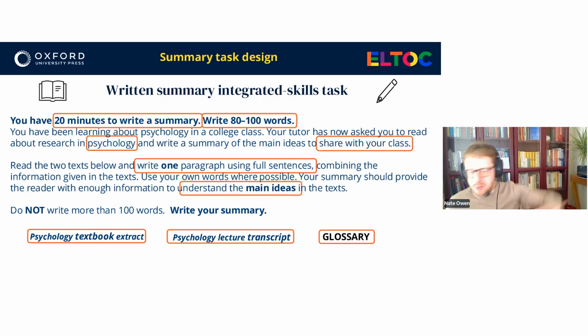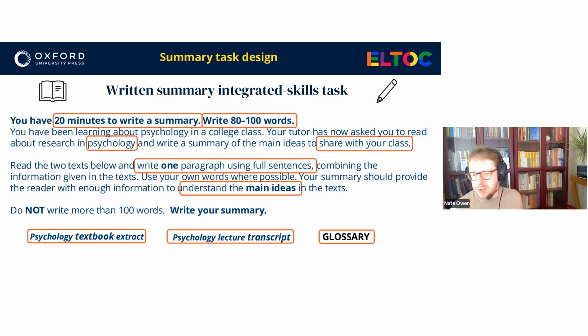So first, we give them the time limit. So 20 minutes, that's not much. They have to read and write within 20 minutes. So that's quite challenging. But they do have quite a wide word count, so 80 to 100. So it's not much. They're not writing very much, but it is challenging. It is cognitively demanding. So the genre of the text will always vary. So in this example, the topic is psychology. And note also we have included an audience. In this case, the audience is your classmates, your fellow students.